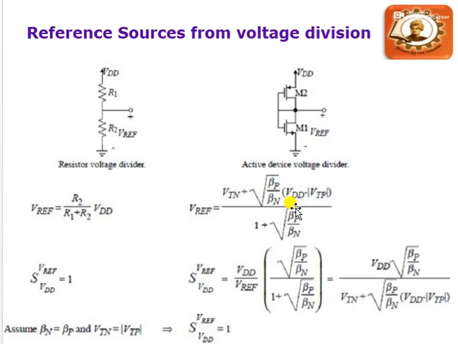This type of circuit is called an active device voltage divider circuit. V reference can be written by this expression, and if you derive the sensitivity of this circuit, it will be almost 1. So this circuit will not be preferable for a voltage reference generator.